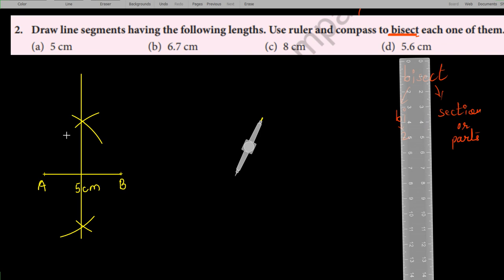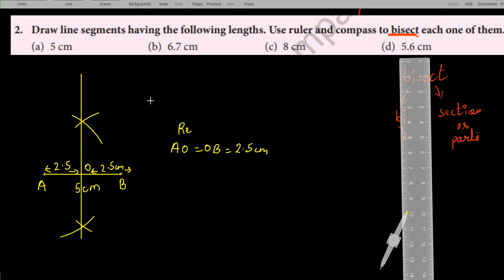So children, this point which is cutting the line segment AB is point O, and our line is divided into two equal parts, and the part on the left is 2.5 centimeter and also the part on the right is 2.5 centimeter long, and our line is divided into two equal parts. And we will also write the result of our construction. We will write AO is equal to OB is equal to 2.5 centimeter. This is the result of our construction.